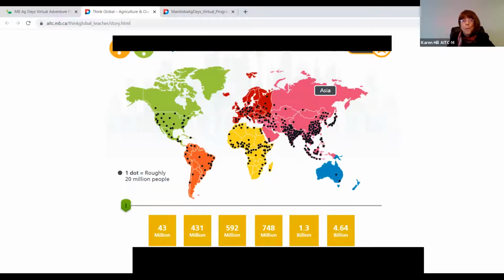So they're presented with a map. Every dot on this map represents approximately 20 million people. They have to kind of look at the map. In this case, we're focusing on Asia and decide which of these is the population of Asia. So Asia is fairly easy to figure out because it obviously has more dots than anywhere else. So we're going to choose that and submit.